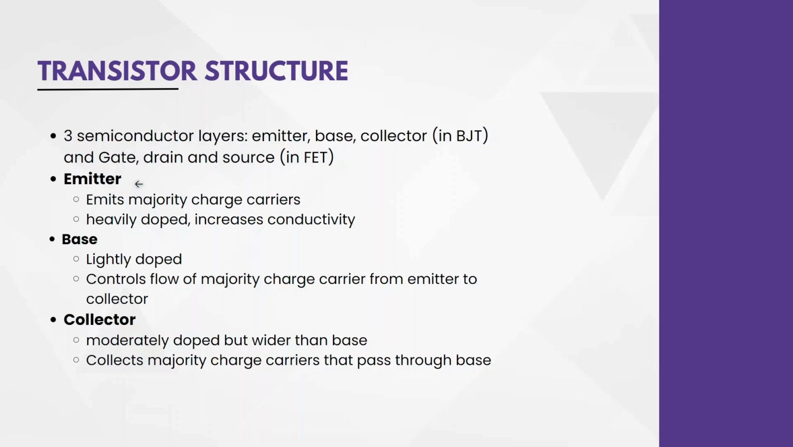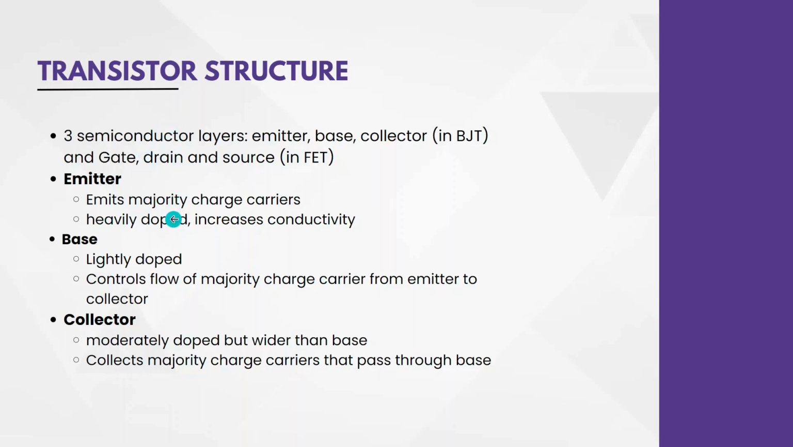Emitter, as the name suggests, will emit something, and that is majority charge carriers. Majority charge carriers depend on the type of the transistor. So the emitter is heavily doped because it needs to emit the charge carriers, and it is this terminal that increases the conductivity in the transistor. Base acts like a channel which allows the charge carriers from the emitter to flow through it and then to the collector. So it controls the flow of the charge carriers, and it is lightly doped.